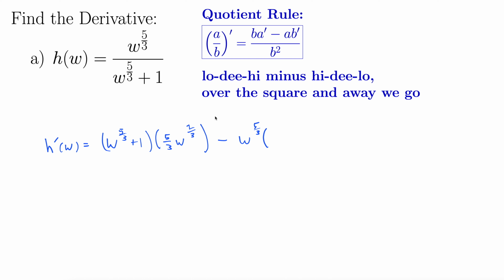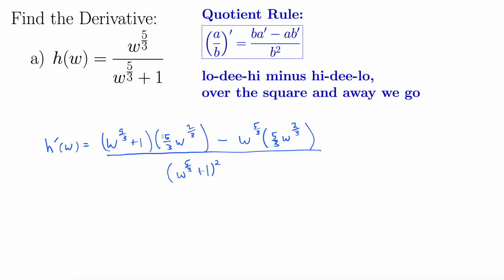Okay, well, here we are again. So 5/3 w to the 5/3 minus 3/3 is 2/3. Okay, over the square and away we go. So all over all this stuff squared. W to the 5/3 plus 1 squared.